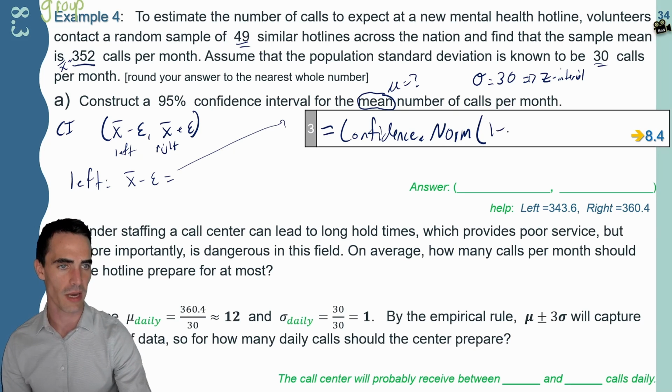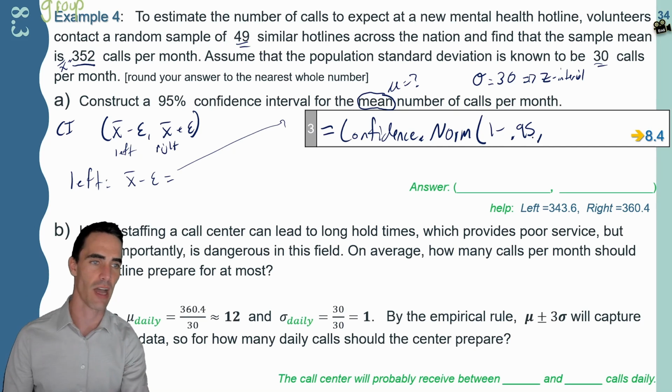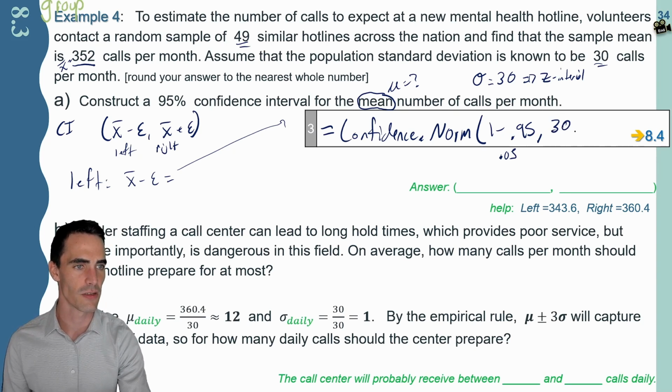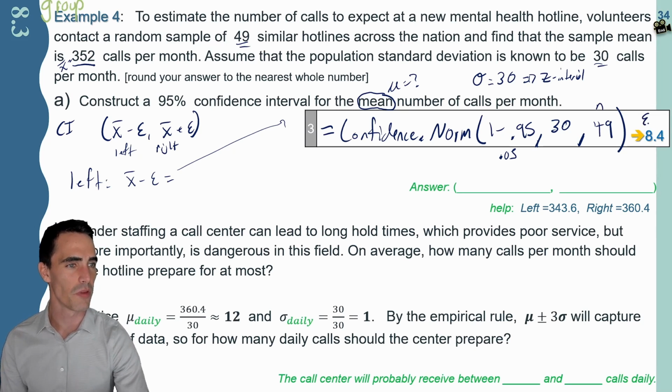I should be typing in 3 inputs. The first one is 1 minus beta, our level of confidence. They set it in this part A here. We want to build a 95% confidence interval. So I can type in 1 minus 0.95. Or if you want to be fancy, you can type in 0.05. The second ingredient I need is the standard deviation. That's 30, as I talked about earlier. And the last ingredient is just N, how many people did I talk to? Or in this case, how many hotlines did I investigate? 49. It's my sample size, N. And so I'll end up with a margin of error.